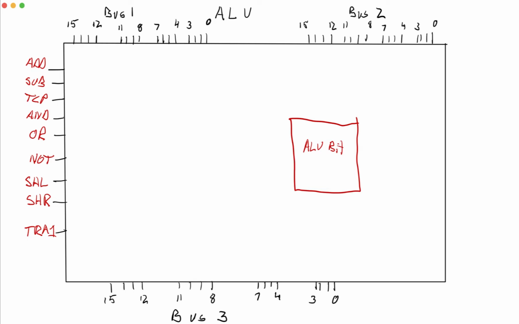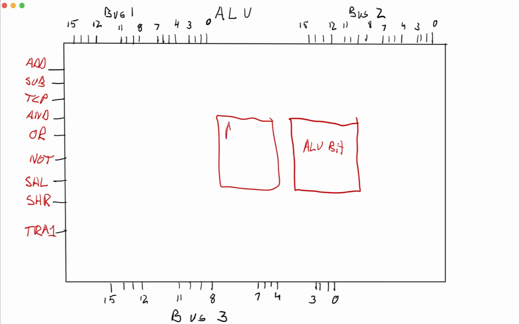Now the ALU bit just does these operations, but only on one bit. So we can take bit 0 from bus 1 and bit 0 from bus 2 and feed them in for input to this ALU bit that can then produce bit 0 output. And once we create one of these, we'll just place 16 of them down.